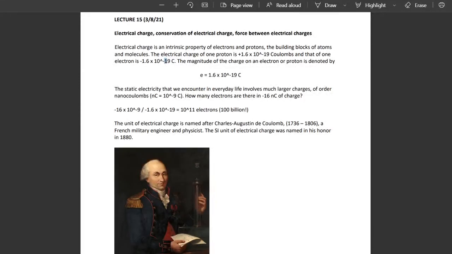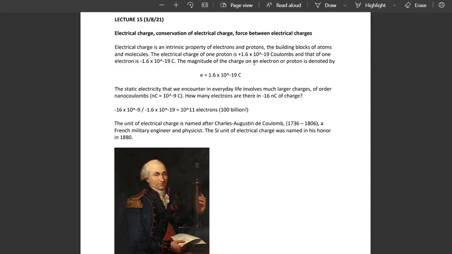Hello everyone, today we are discussing section 3-14, which is electrical charge, conservation of electrical charge, and forces between electrical charges. Electrical charge is an intrinsic property of electrons and protons, the building blocks of atoms and molecules. The electrical charge of one proton is positive 1.6 times 10 to the negative 19 coulombs, and an electron is negative 1.6 times 10 to the negative 19 coulombs.